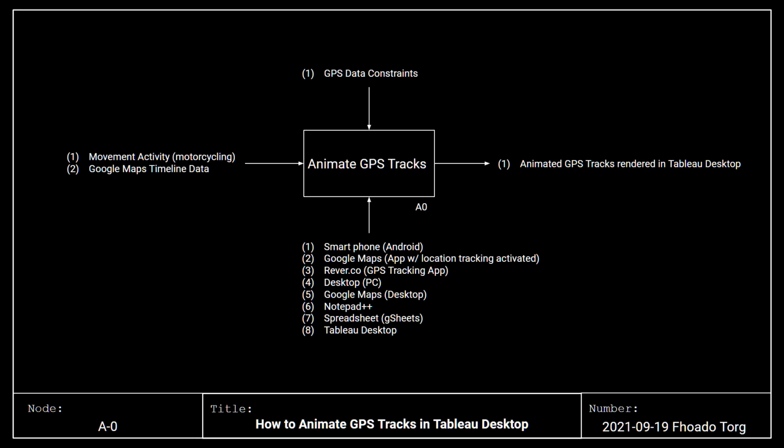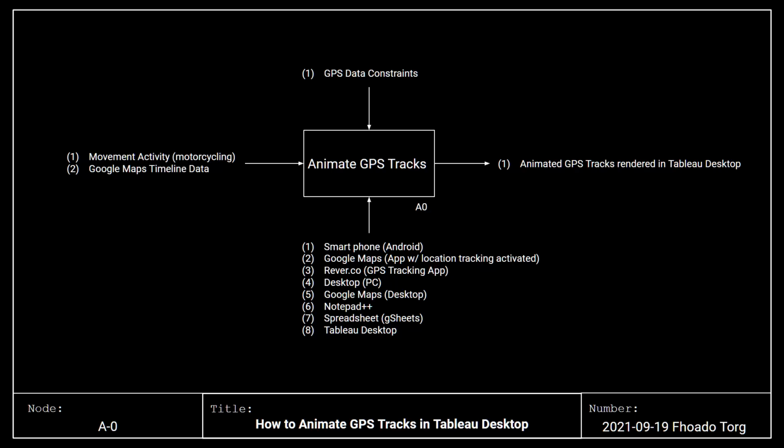The mechanisms needed in order to do this activity are a smartphone, Google Maps with location tracking activated. You'll need a GPS tracking app like Rever.co, a desktop, Google Maps on desktop, Notepad++, a spreadsheet, and Tableau Desktop. The only control in this process are the constraints that you'll experience using GPS data.